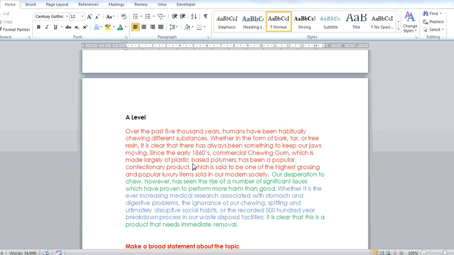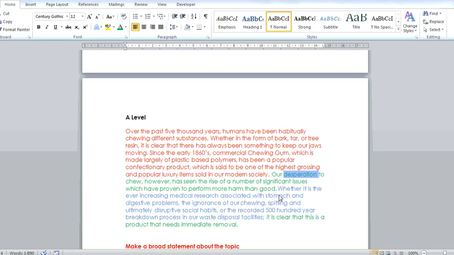The next one that we can look at here is, since the 1860s, commercial chewing gum has been a base product. This is evidence and facts, which is again one of your persuasive pieces. Okay, so we've got a couple of persuasive devices in there. A couple of other things to look at is the use of nominalization. Rather than saying we are desperate to chew or because we are desperate to chew, this student has said our desperation to chew, which is an example of nominalization.